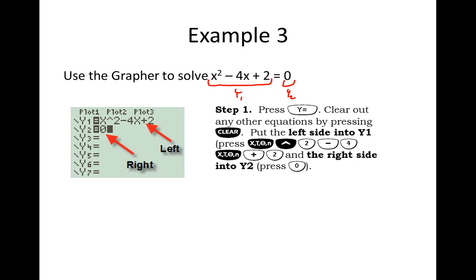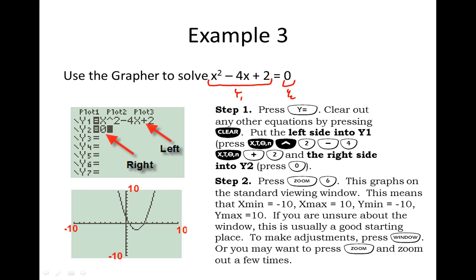So press y equals, clear out if you have any other graphs in there, left side into y1, and then the right side into y2. It is to your benefit if you will do this while I'm doing it. So pause the video so you can give yourself time to do these. All right, when you press zoom 6, this will graph it on the standard viewing window. So that means we've got a 10, -10, 10, -10. So that's our x min and x max and y min, y max. You can adjust this if you press the window button on the calculator.